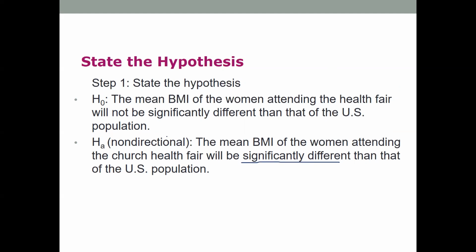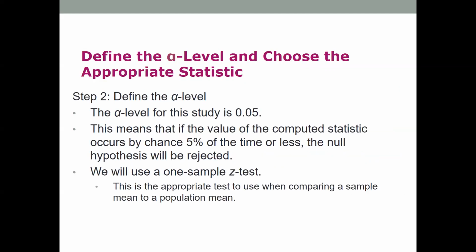And this is non-directional here because we haven't said that the mean BMI of the women attending the church health fair will be significantly greater or significantly less than the US population. If we would have had something that said that, it would be a directional hypothesis.